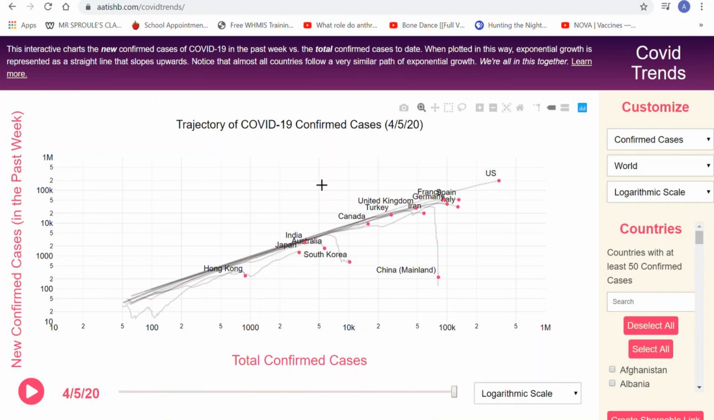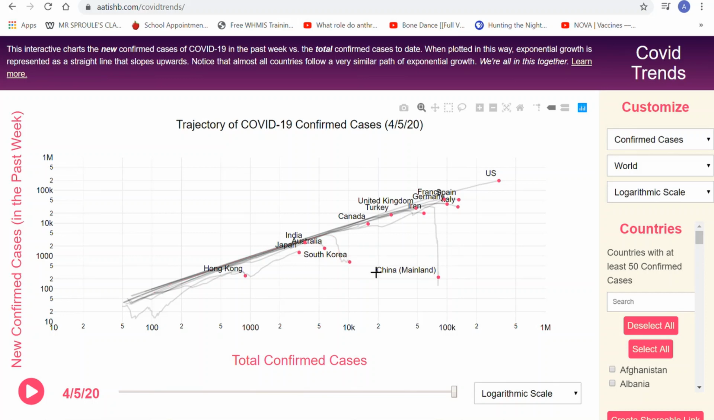The key idea to take away here is if you are falling along this horizontal or this linear line, that represents exponential growth. On a regular graph, this would look like our exponential growth curve. So currently, most countries are on there. What a country wants to do is to not be on that line. It wants to be below, which means it's growing at a slower rate.